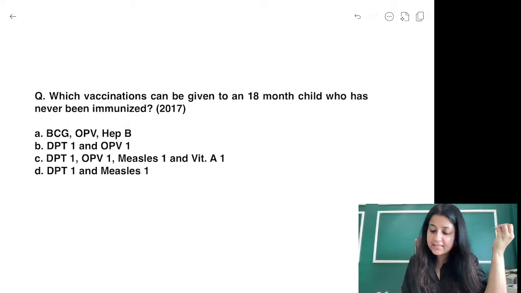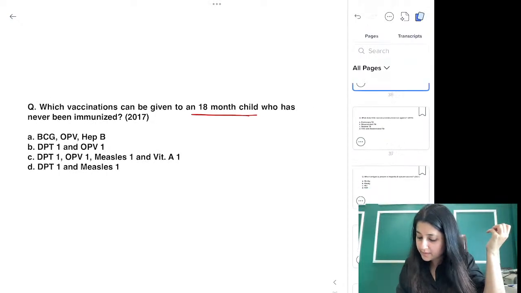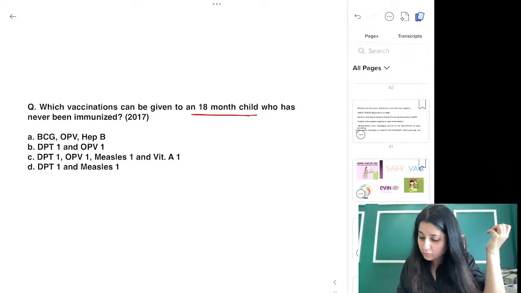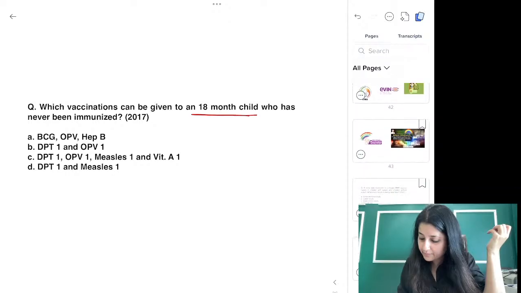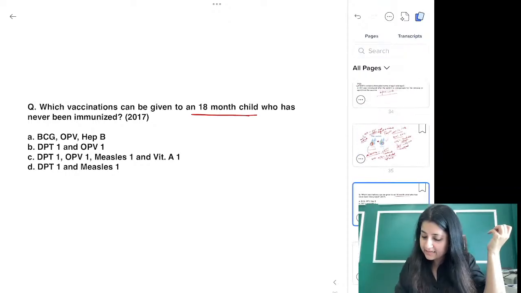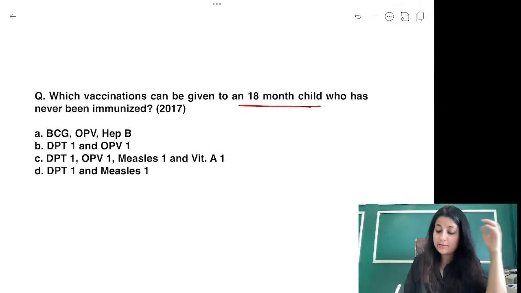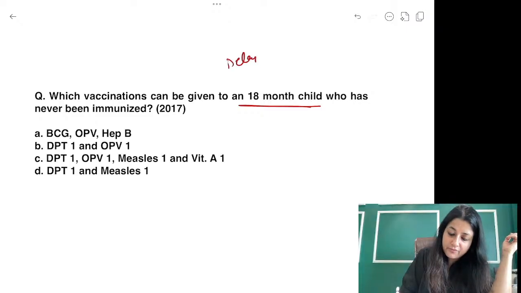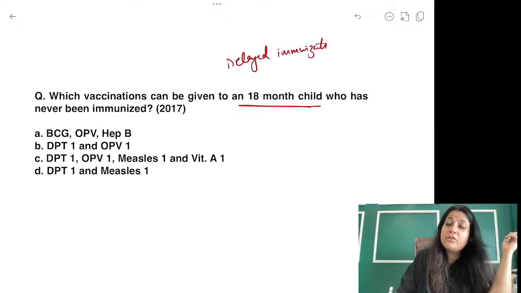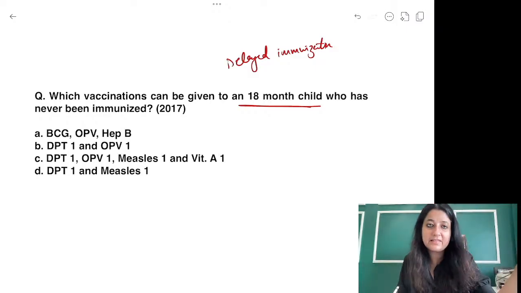Which vaccination can be given to an 18-month-old child who has never been immunized? Can you answer this? So this is a question of delayed immunization. Don't go for the option which has the maximum number of vaccines.